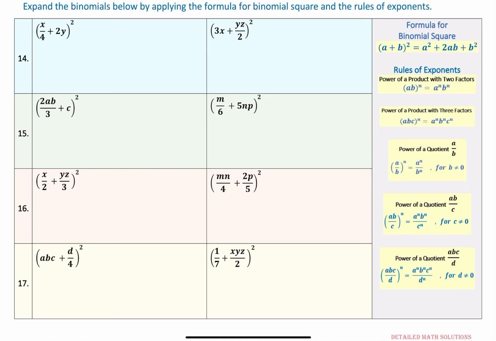Let's begin expanding the binomials. First binomial, x over 4 plus 2y in parentheses squared. As a first step, we need to apply the formula for binomial square. This equals x over 4, the first term, squared, plus 2 times x over 4, the first term, multiplied by the second term, 2y, plus the second term squared, 2y squared.